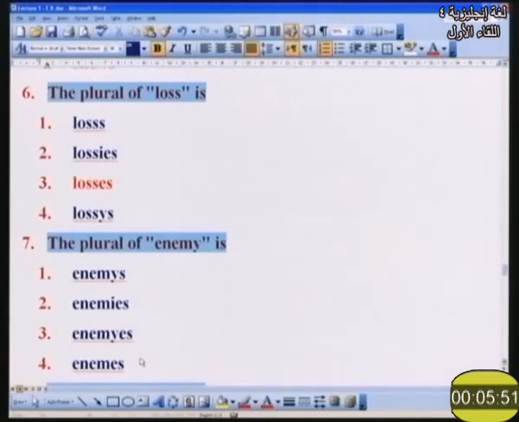The plural of enemy. Enemy يعني عدو. Enemy ends with a Y, and before the Y we have an M. M is a consonant, then we have to drop the Y, add an I, and then ES. Enemies.